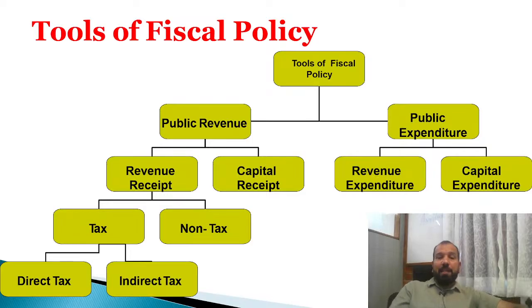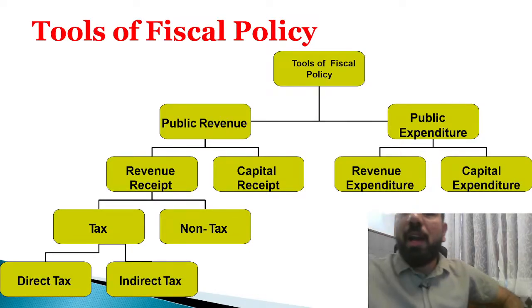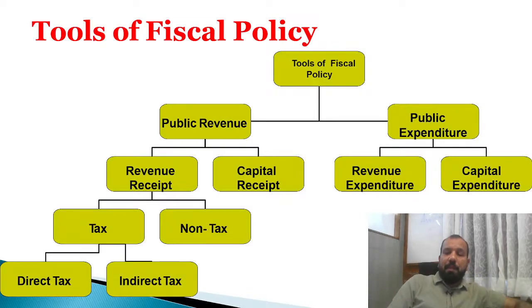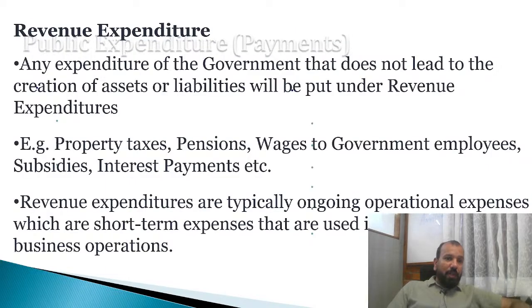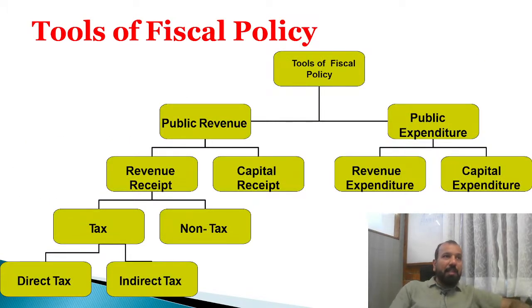We have public expenditure and there are two basic tools: expenditure and revenue. In terms of revenue, we have tax revenue and non-tax revenue. In terms of expenditure, we have revenue expenditure and capital expenditure. We will discuss what revenue expenditure is and what capital expenditure is. First you need to understand what capital expenditure is.